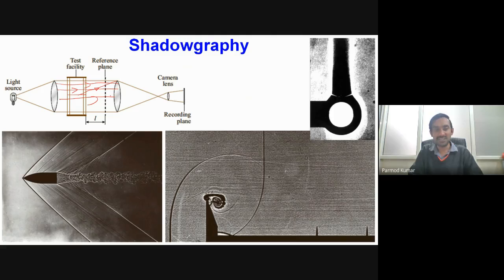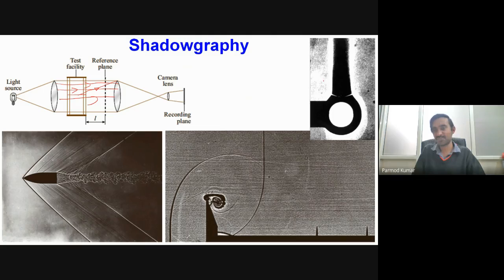Okay, so that is something which we will be getting. So now instead of seeing this light on a screen, what I can do is have another lens, and then I can record this with the help of some camera. Okay, so the typical photographs which are taken using this shadowgraphy are shown over here.